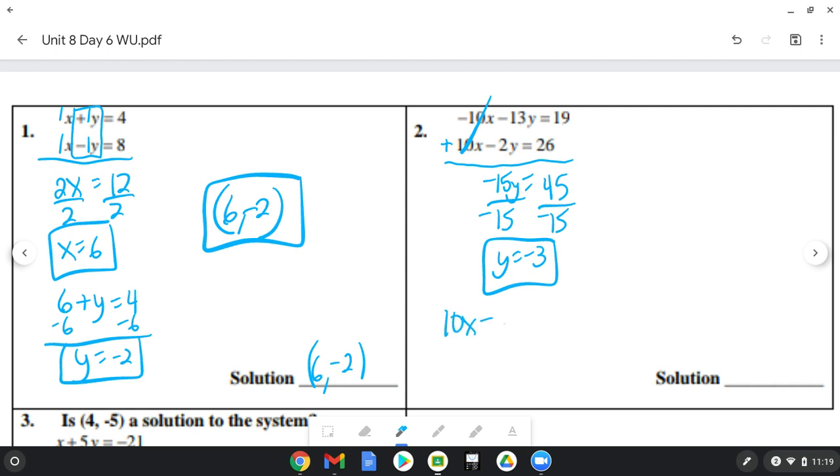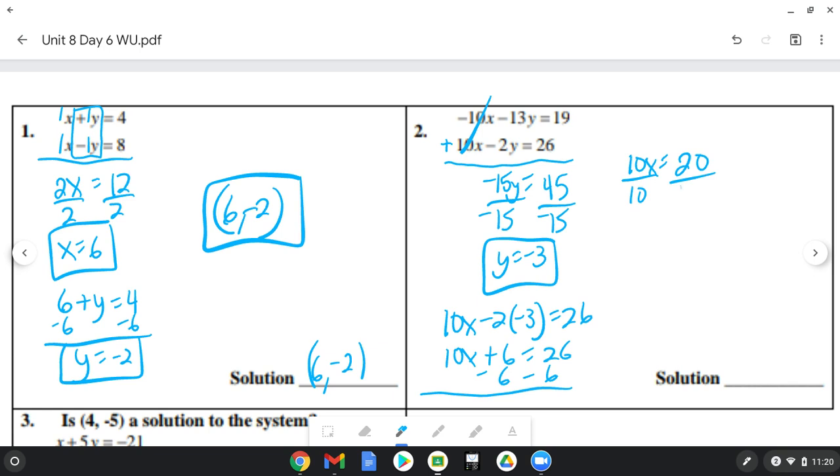So that'd be 10x minus 2 times negative 3 equals 26. So I think that gives me a negative times a negative is a positive 6. I'm going to subtract 6 over. And now I get 10x is equal to 20. Divide by 10, and I get x equals 2 in the end here. So now my answer would be 2 comma negative 3. So that's my answer for number 2.